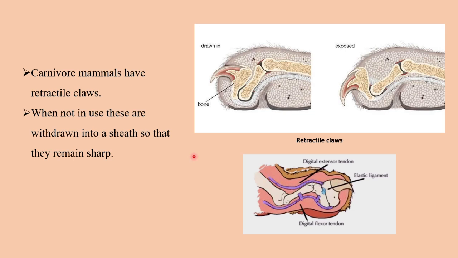Carnivorous mammals possess claws that are retractile, also known as retractile claws. These claws can be hidden easily in the animal's paws and can be withdrawn out whenever needed. This process takes place with the help of digital tendons and elastic ligaments. Since these claws are withdrawn inside, they remain very sharp.